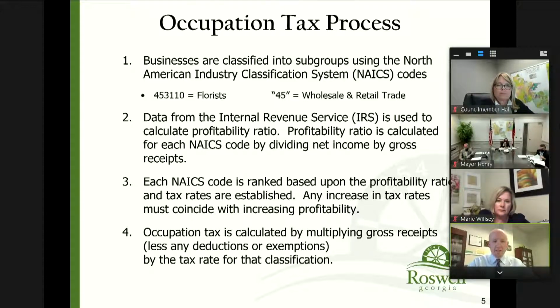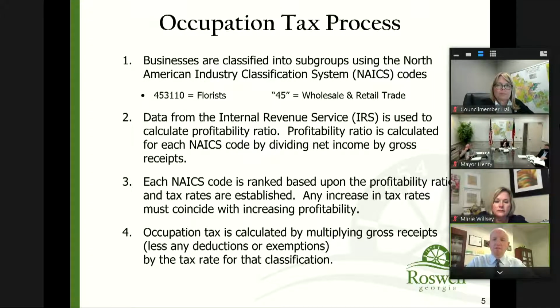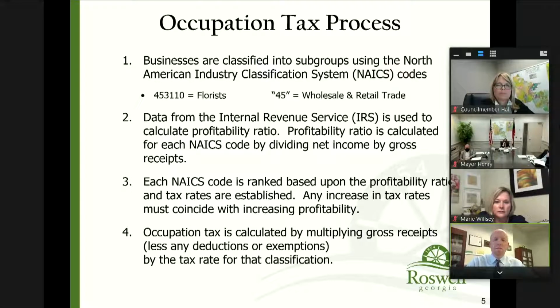And then finally, occupation tax is calculated by multiplying the gross receipts that are reported by a business less any deductions or exemptions. In state law, our ordinance also outlines what those deductions are, and the exemption amount is something that is also set by council. So the gross receipts are multiplied by the tax rate to determine the actual occupation tax amount that's due.